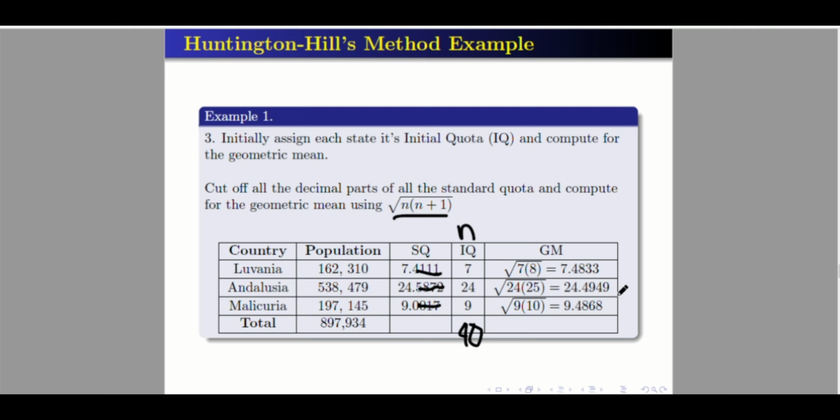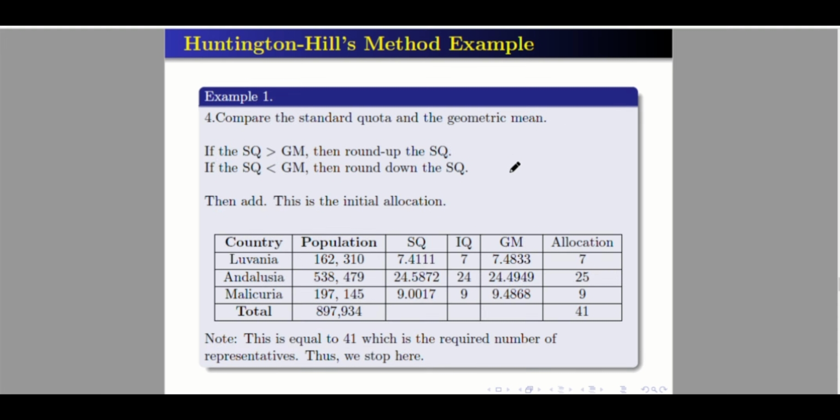Okay, now this time, do not cut off the decimal places. Instead, we will compare these two, SQ and GM. So this is number 4. If the standard quota is greater than GM, or the geometric mean, we will round up the SQ or the standard quota. Otherwise, we will round down the standard quota and then we will add the allocation.